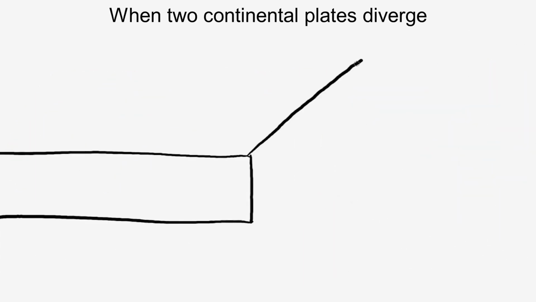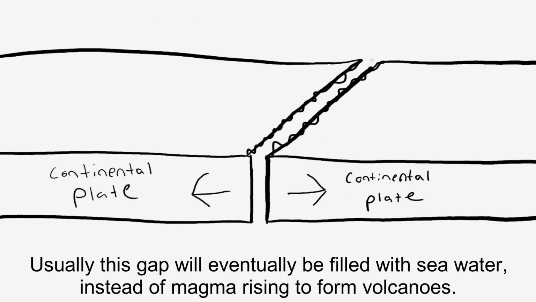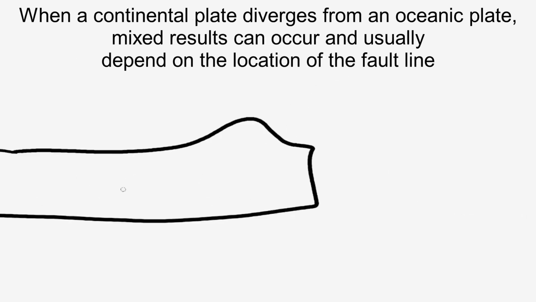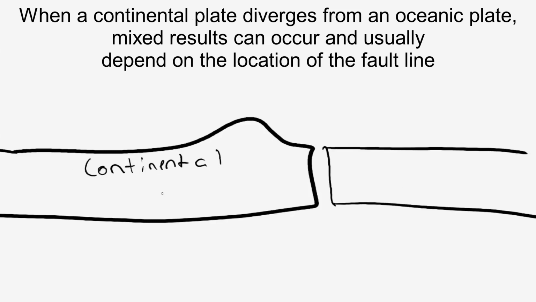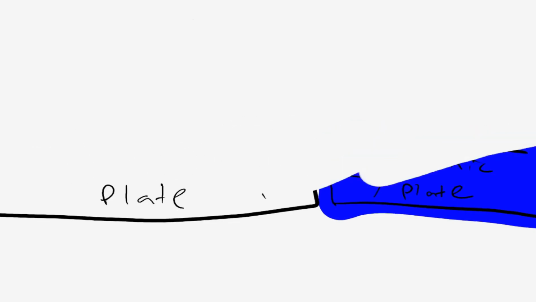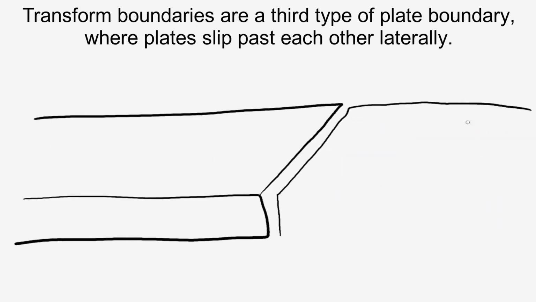When two continental plates diverge, a valley will initially form on land. Usually this gap will eventually be filled with seawater, instead of magma rising to form volcanoes. When a continental plate diverges from an oceanic plate, mixed results can occur and usually depend on the location of the fault line. Transform boundaries are a third type of plate boundary where plates slip past each other laterally.